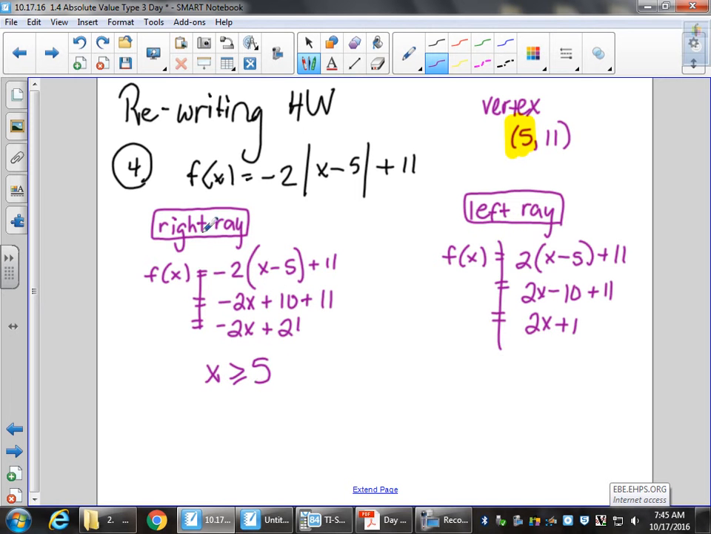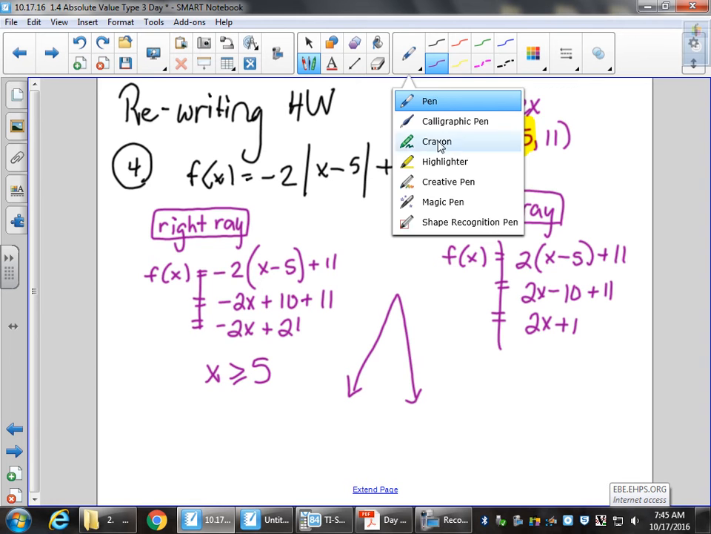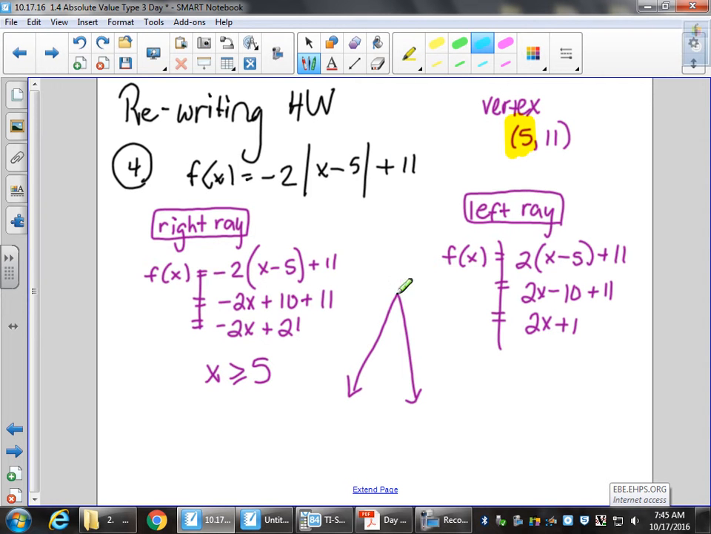Because it's the right, think about what that means. This is opening down, right? This is always the right ray, what we just did right here. Here's my right ray. If I'm looking at my x values from left to right, when we talk about this piece, this is always going to be greater than or equal to some value, always. On the flip side, the left ray will always be what? Less than.